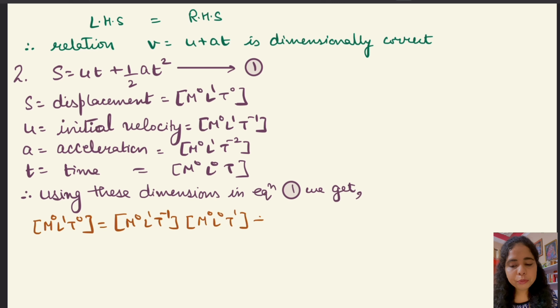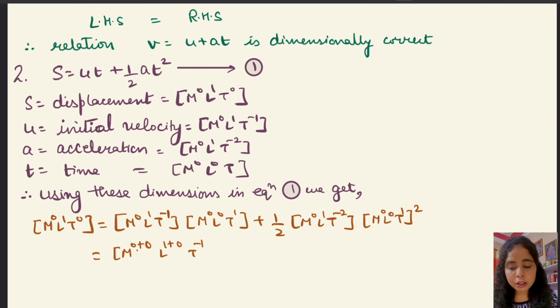plus, instead of writing half, we will not be writing half, m0 L1 T minus 2 multiplied by m0 L0 T1 whole raised to power 2. So we will erase half from here because half is not having any dimensional formula. So now bases are same, so we will add up the powers.